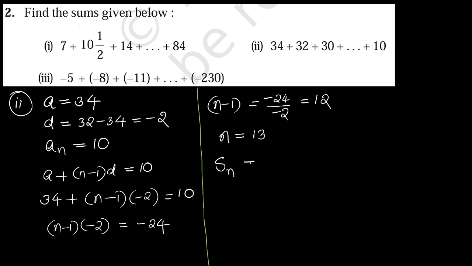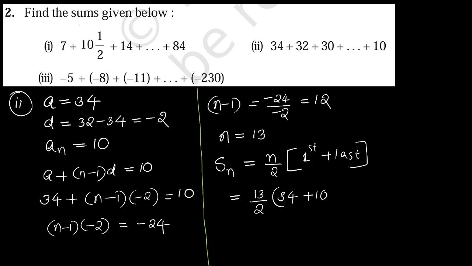I want the sum. Since first term and last term both are available, let me use the second formula: n by 2 into (first term plus last term). n is 13. First term is 34. Last term is 10. What is this? 44. 13 into 44 by 2, 22.